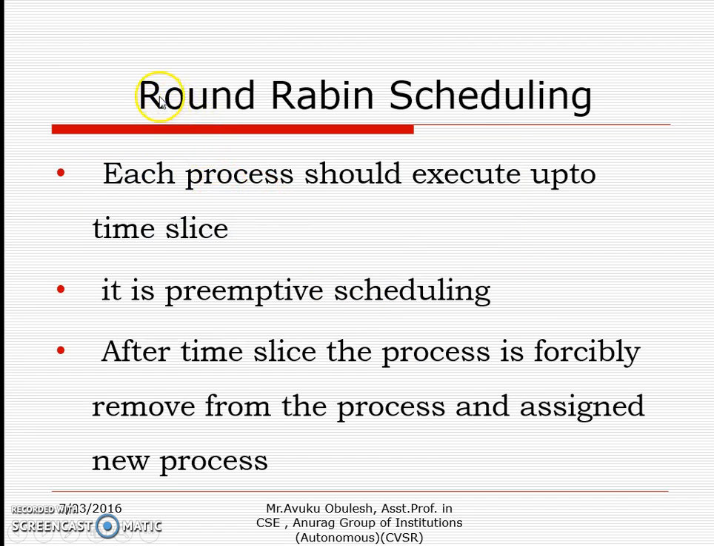The fourth one, very important, is round-robin scheduling. Most modern operating systems use the round-robin scheduling algorithm. Here, there should be a time slice, meaning each and every process is executed up to a particular time slice only. After that time slice, the process is forcibly removed from the CPU, and another process starts execution. It is a preemptive scheduling. After the time slice, the process is forcibly removed and assigned to a new process.